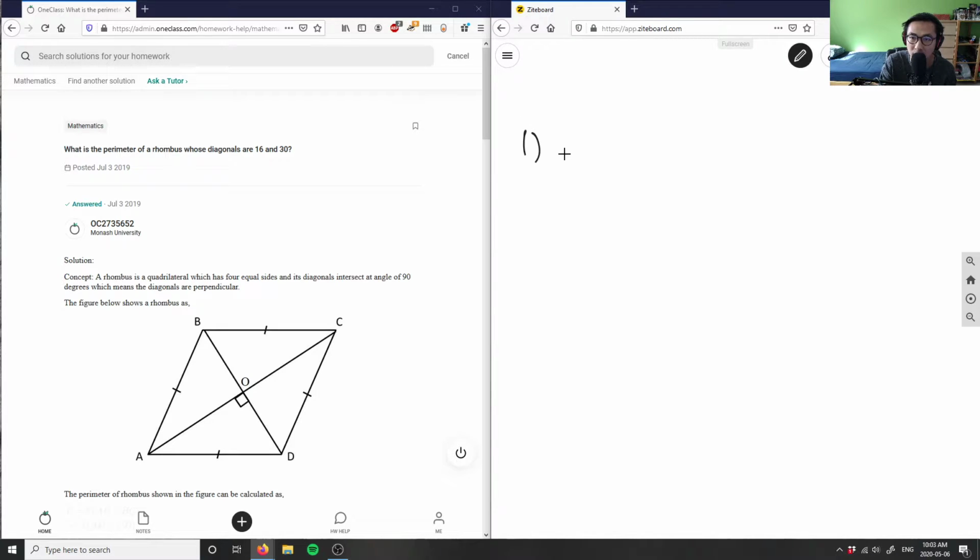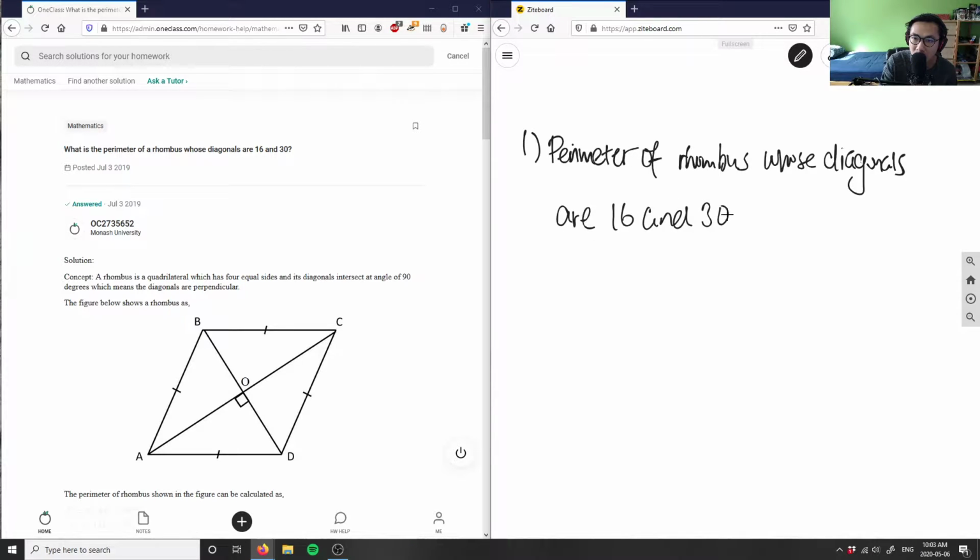So I'm asking for the perimeter of a rhombus whose diagonals are 16 and 30. Like they drew it over there, you have a rhombus situation here, and then you have diagonals that go from each corner. And they all intersect at 90 degrees, right? So all these angles here are 90 degrees, so they all make right angles.